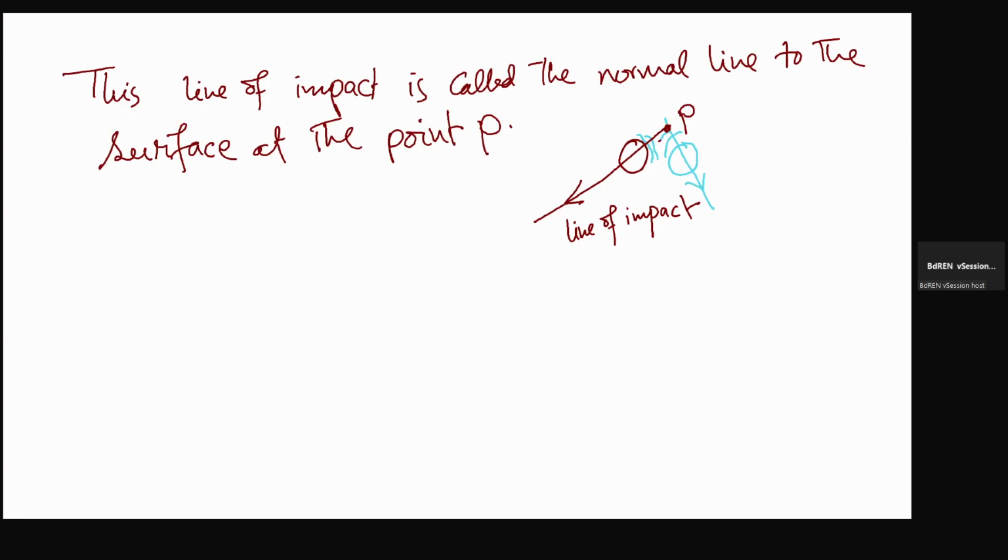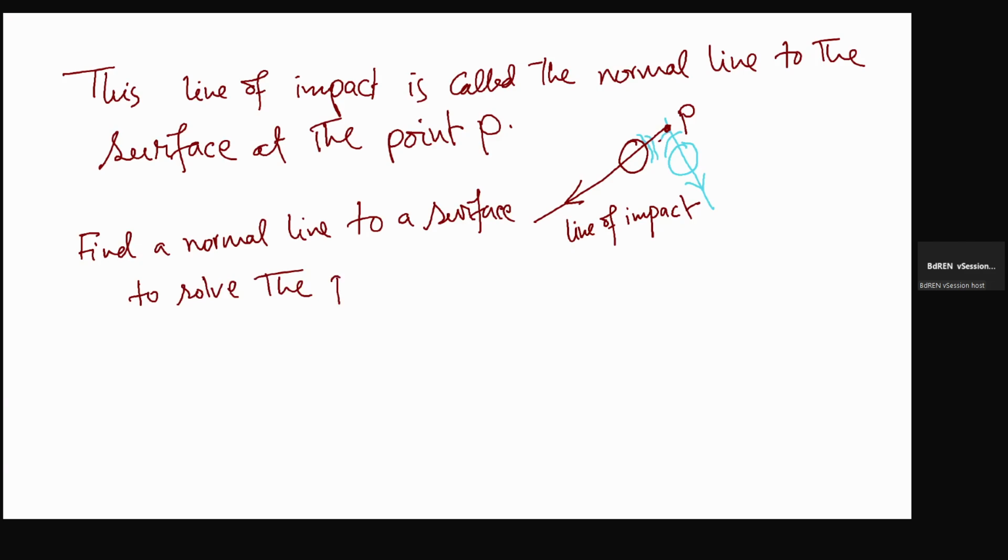Now, in the process of finding a normal line to a surface, to solve the problem of finding a normal line, we need a tangent plane to the surface.